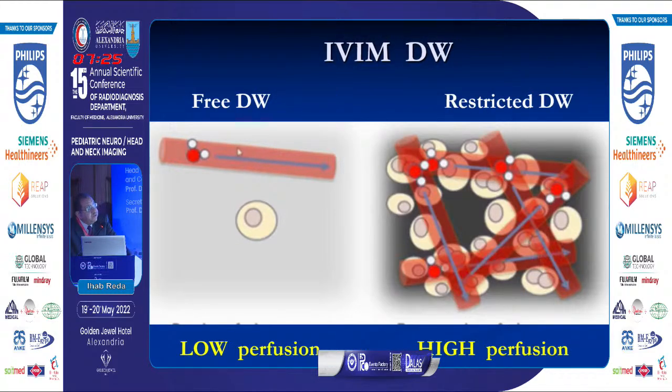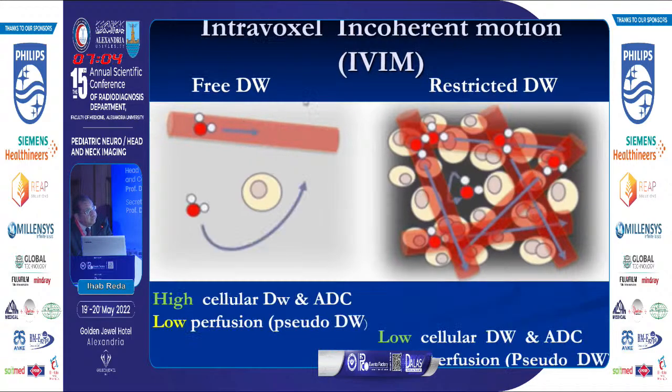Remember that in free diffusion, there are scanty vessels, a low number of vessels, so there will be low perfusion. On the contrary, in restricted diffusion, there are multiple cells, so multiple vessels, so multiple blood flowing inside the vessels, so normally there will be high perfusion. And we remember that in free diffusion, there was high ADC. So in free diffusion, there is high ADC, but low perfusion.